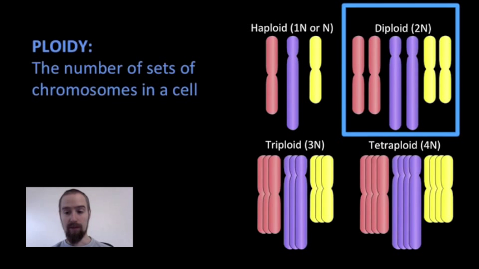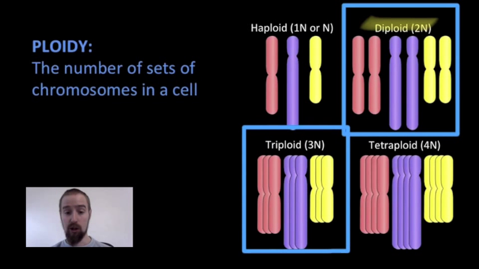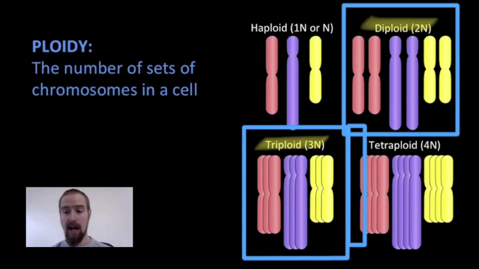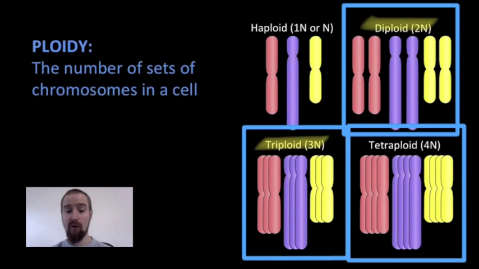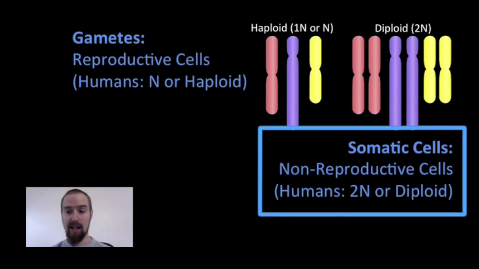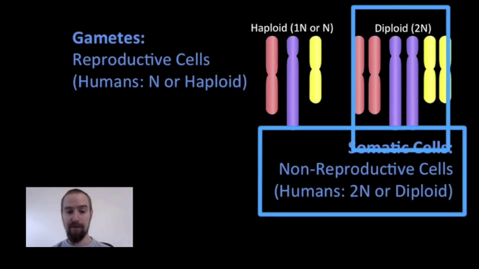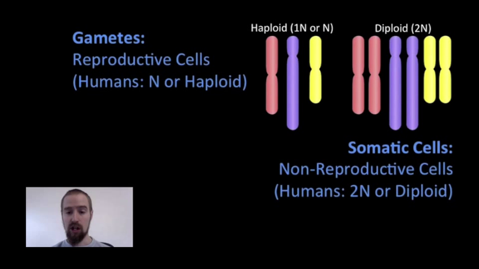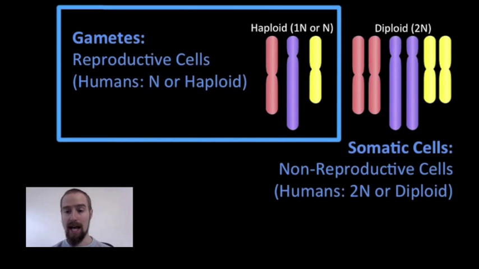A diploid cell, containing two of every chromosome, is abbreviated 2N. A triploid cell with three of every chromosome is abbreviated as 3N, and a tetraploid cell containing four of every chromosome is abbreviated as 4N. In humans, all of our non-reproductive cells, called somatic cells, are diploid, or 2N, meaning they contain two of every chromosome. Our reproductive cells, called gametes, are haploid, or N.